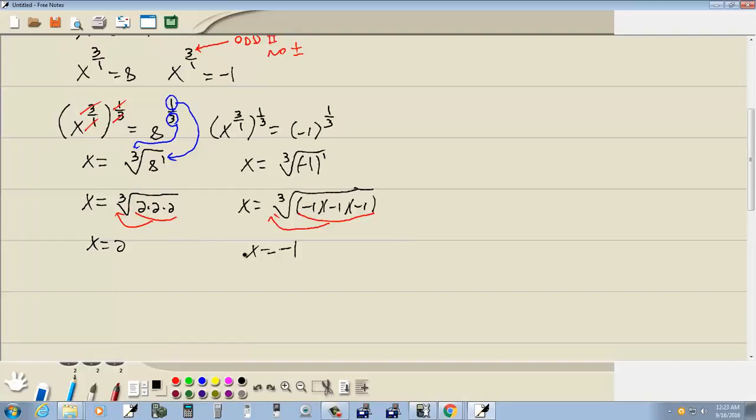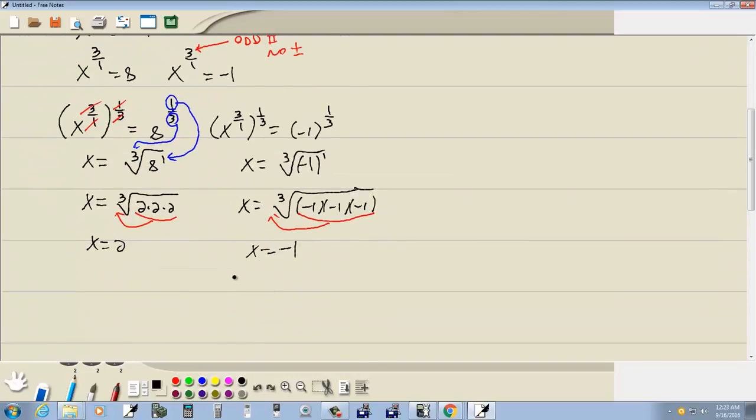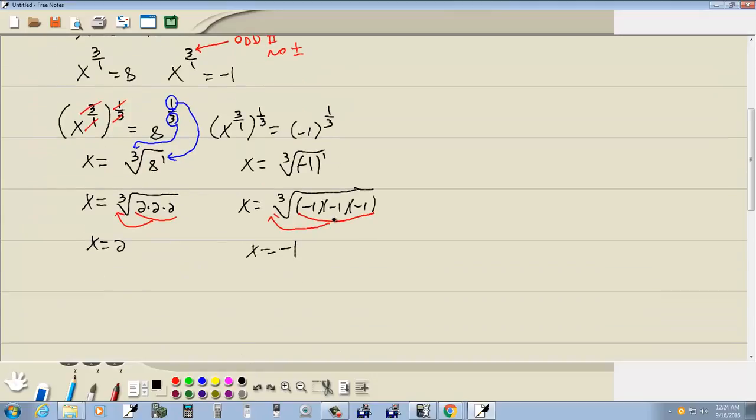And I actually forgot a step. Must be too late. I guess it checked it for us, but technically, when you raise both sides to a power, you'll get the correct answer, but sometimes you get false answers. So you should always check both your answers. So I should have checked those back up in the original problem and see if they worked. But my math lab just told us it worked, so I won't go through that process.